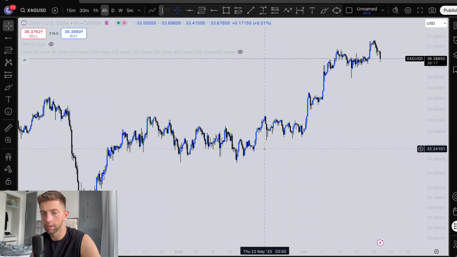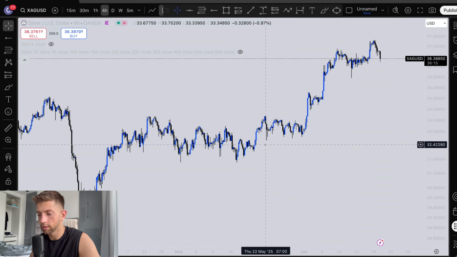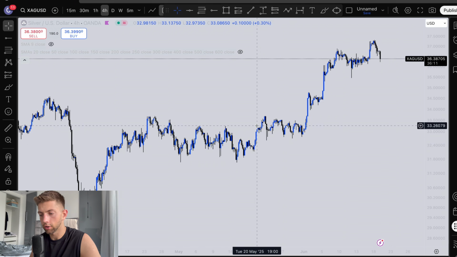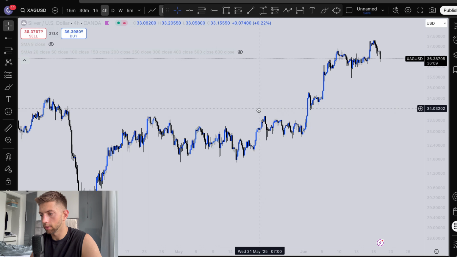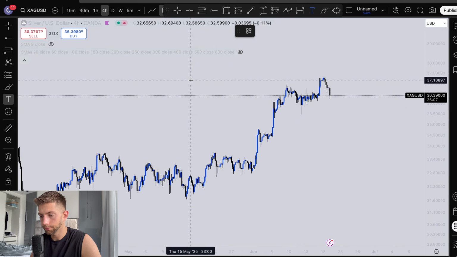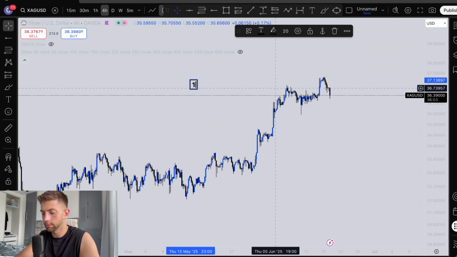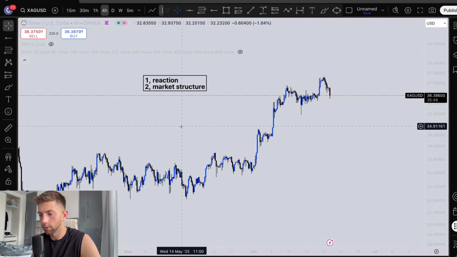Anyone is doing it a little bit differently. I'm using support and resistance and structure highs, structure lows as my key levels. Okay, I'm going to explain it. So when I'm drawing my key levels, what I'm looking for is reaction and then market structure. So okay, reaction, what does that mean?